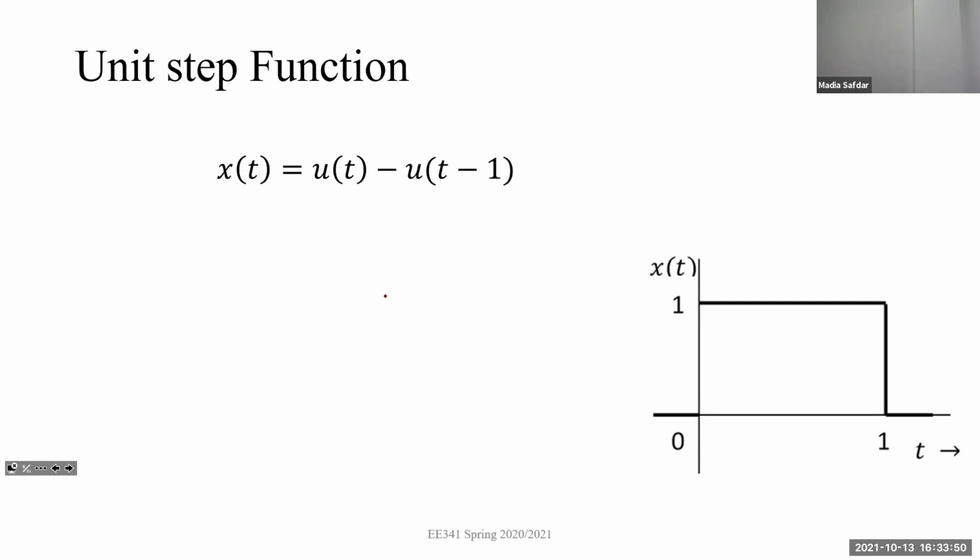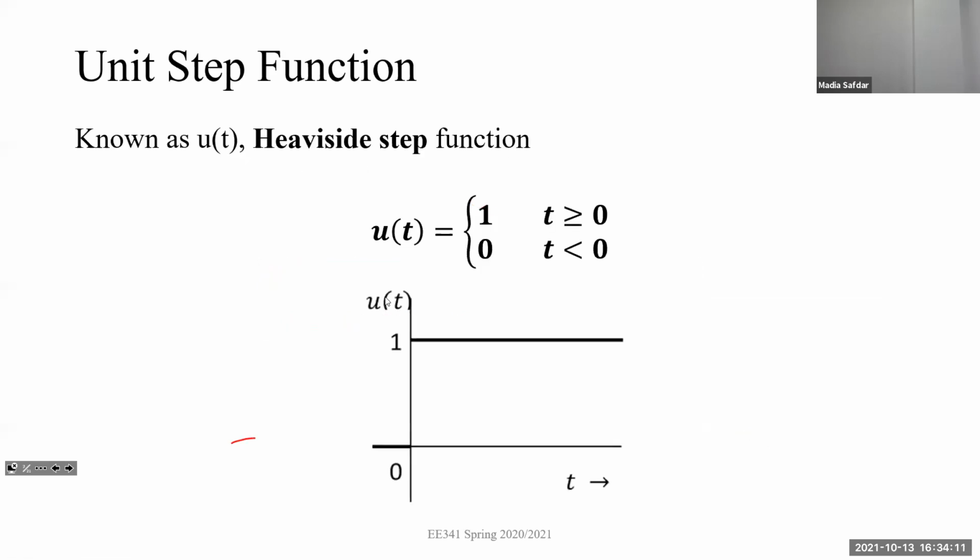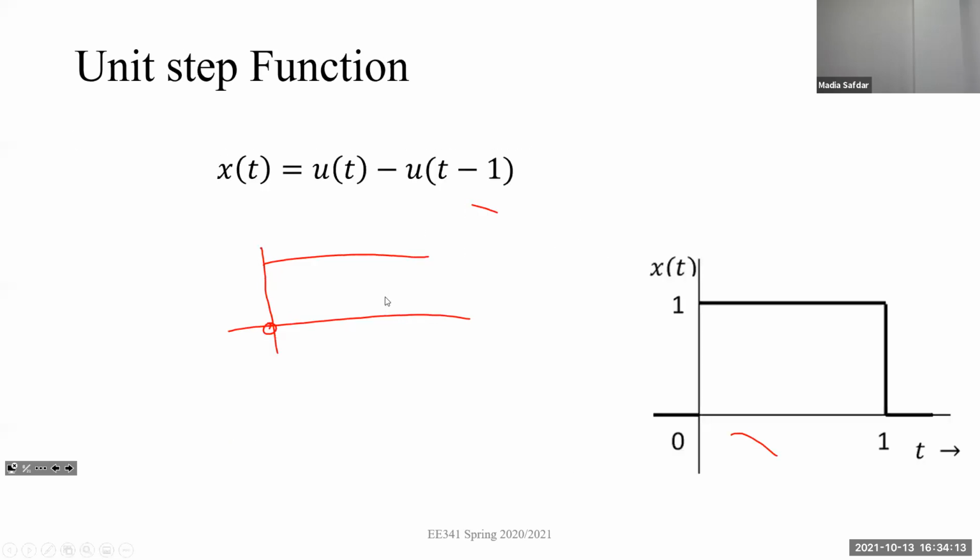Now what? How did I get this function? If I subtract u of t minus 1 from u of t, I get this function. See, this is u of t, right? At 0. How can I get this? And then from where will my function start? From t equals 1.